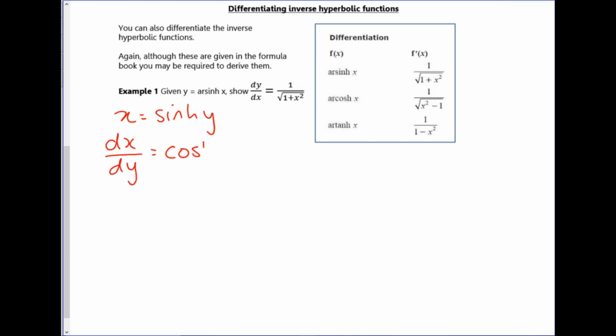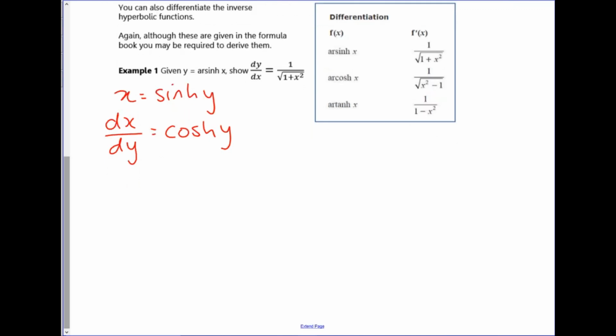Differentiating sinh y, we know goes to cosh y. Don't need to worry about any minus signs with these. And to get an expression for dy by dx, I'm going to use the fact that dy by dx is 1 over dx by dy. So if I just flip this, I get dy by dx is 1 over cosh y.